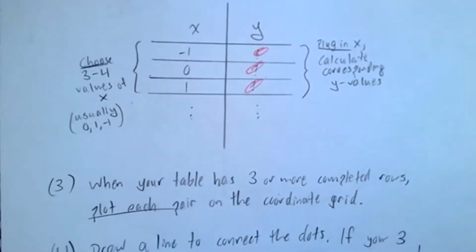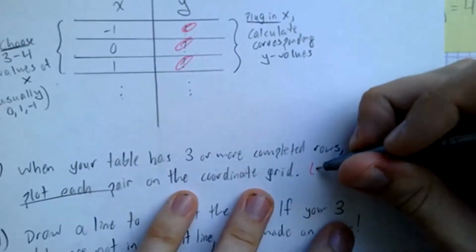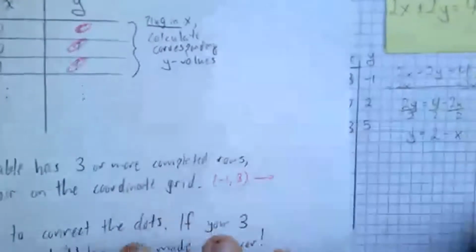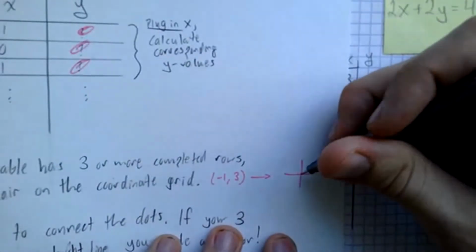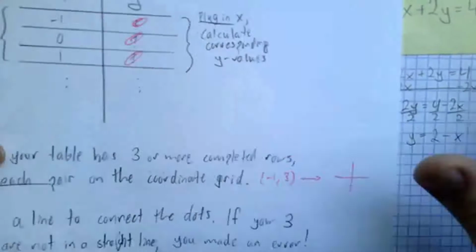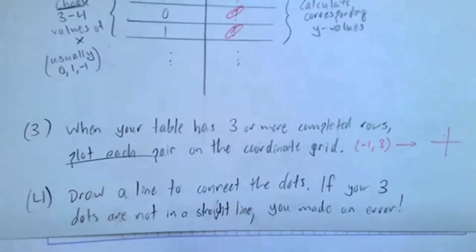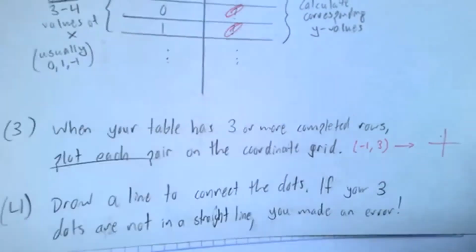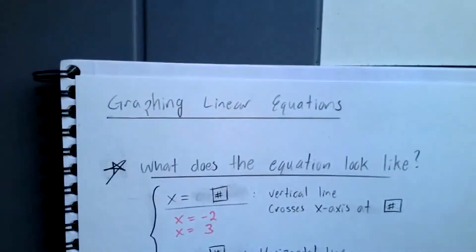And then when your table has more than 2 completed rows, plot each pair on the coordinate grid. So that means, if I get a -1 and a 3, then that turns into a plotted point on the line. Once you have plotted your 3 points, draw a line to connect the dots. If your 3 dots are not in a straight line, you probably made an error, or your equation somehow is nonlinear. Now, because the title of this lesson is Graphing Linear Equations, any graph that you make is going to look like a straight line.